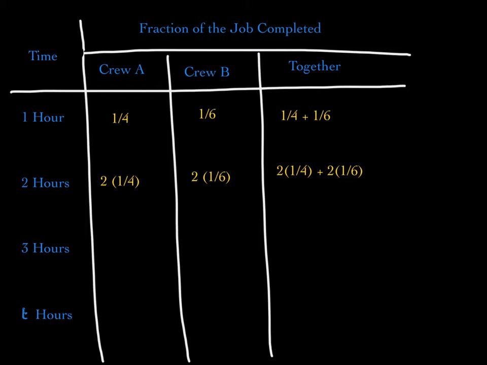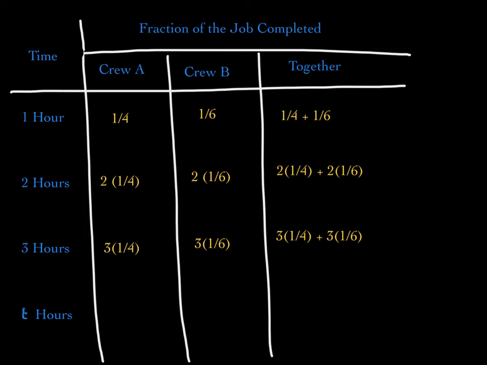Now, if we consider 2 hours, well, it'll just be double the amount of the job that they've completed in just 1 hour, right? In 2 hours, they will double their amount of work that they have done in just 1 hour. So 2 times a quarter of the job. For crew B, just by itself, it's 2 times 1/6 of the job. If they're working together, then it'll be double this amount, right? If they did this amount of the job in 1 hour, then in 2 hours, it'll be twice as much work. So it'll be twice the quarter plus twice the sixth.